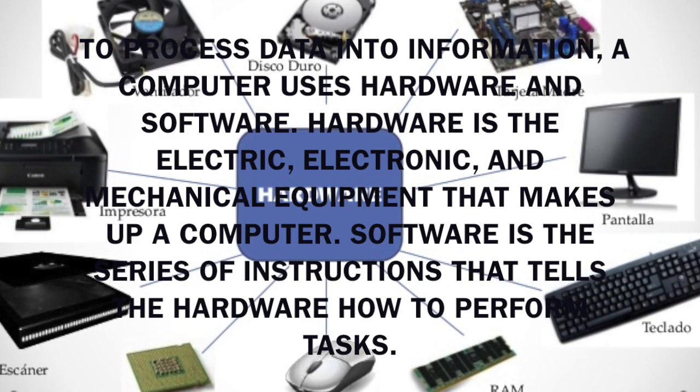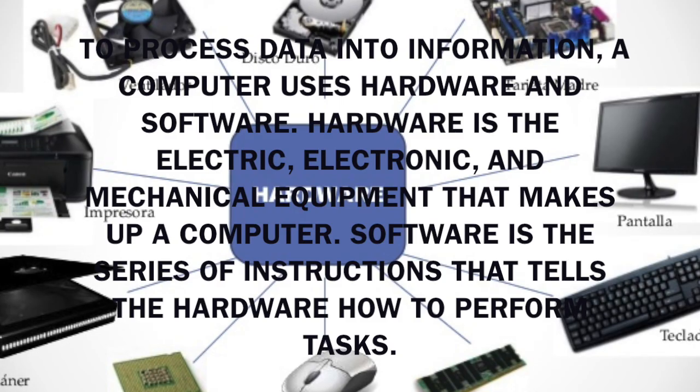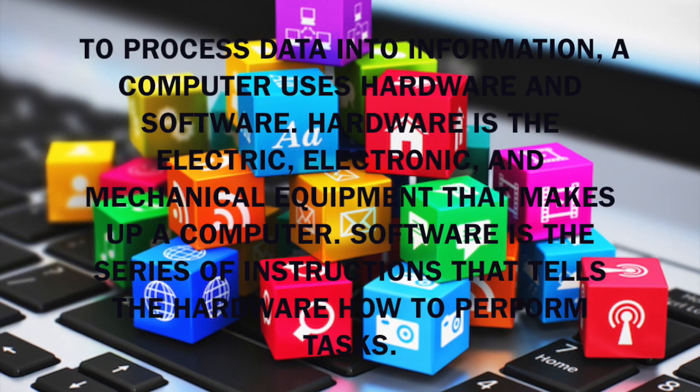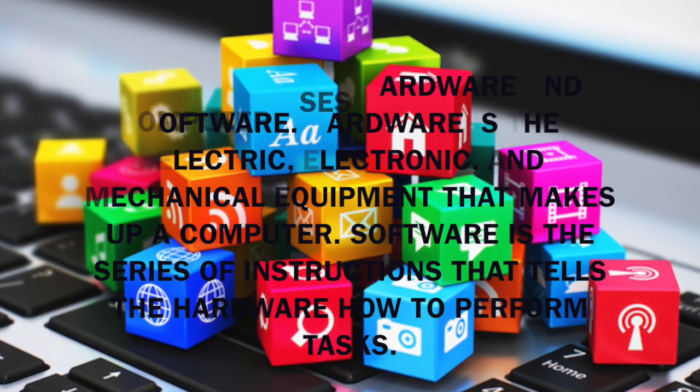Hardware is the electric and mechanical equipment that makes up a computer. Software is a series of instructions that tells the hardware how to perform tasks.